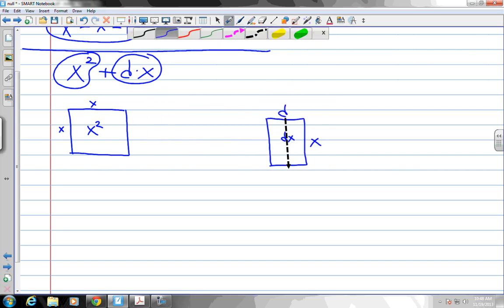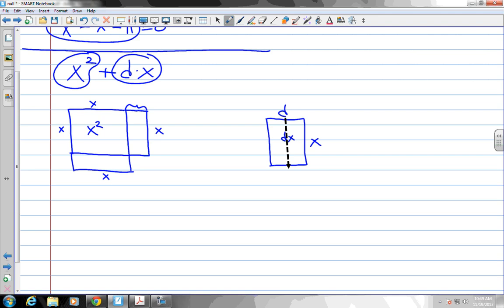So if I cut this rectangle in half, I'm going to put one half over here and the other half of that rectangle over there. Now again, this side is x, this side is x. What is that side? Well, half d, right? d over 2. And what is this side? d over 2. Do you agree with that?